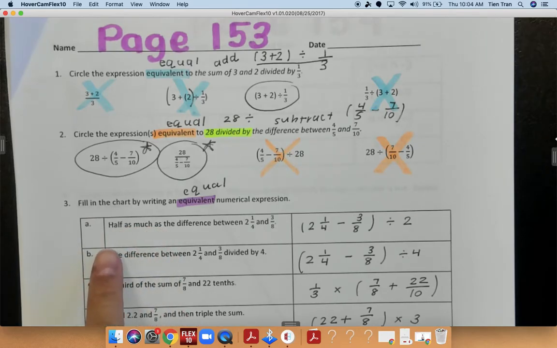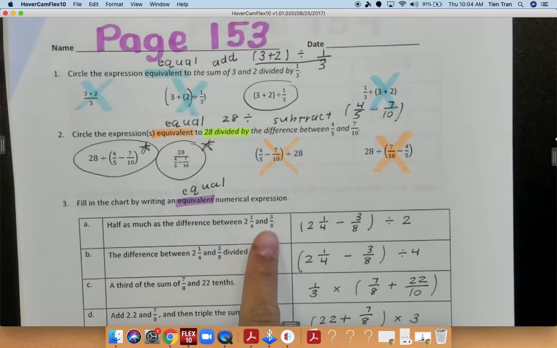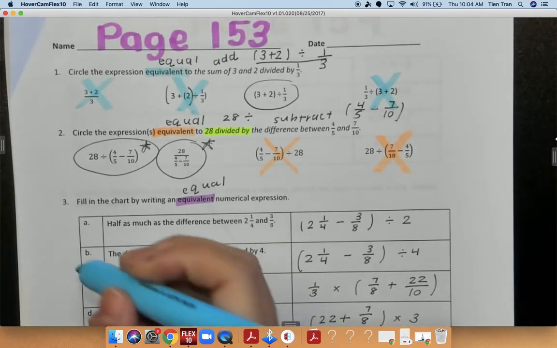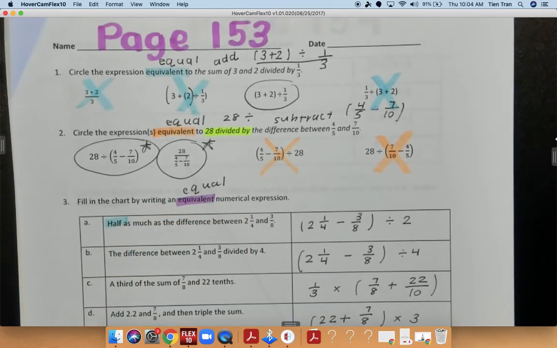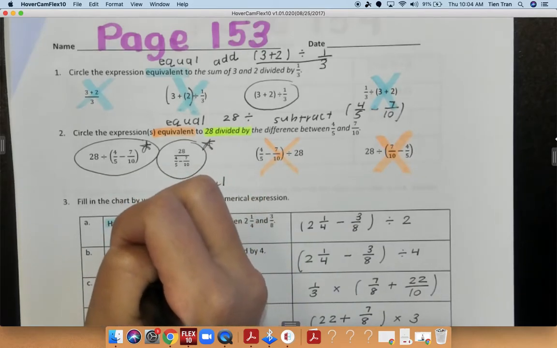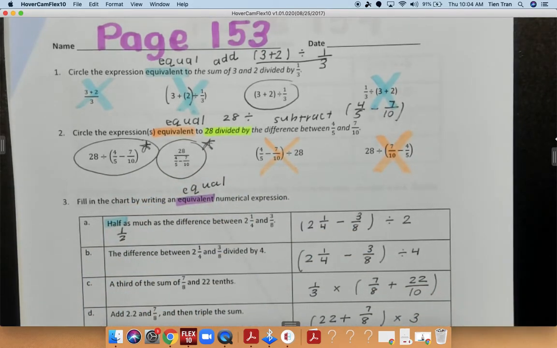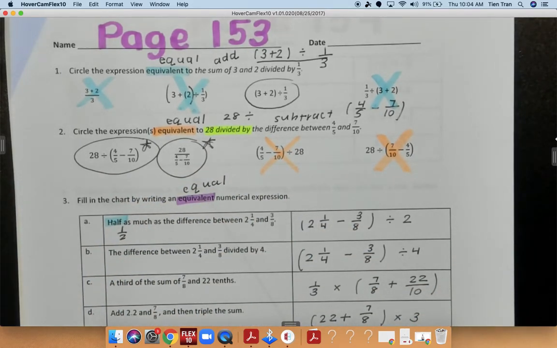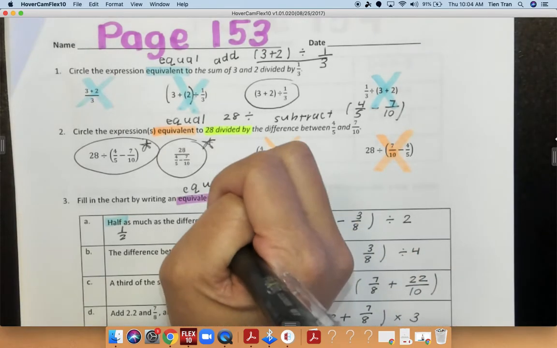So looking here, it says half as much as the difference between 2 and 1/4 and 3/8. So we have half as much. The word half means I'm writing it as either dividing by 2 or writing it as 1/2. Okay, so you have 2 ways to write that one. And the word difference means to subtract.